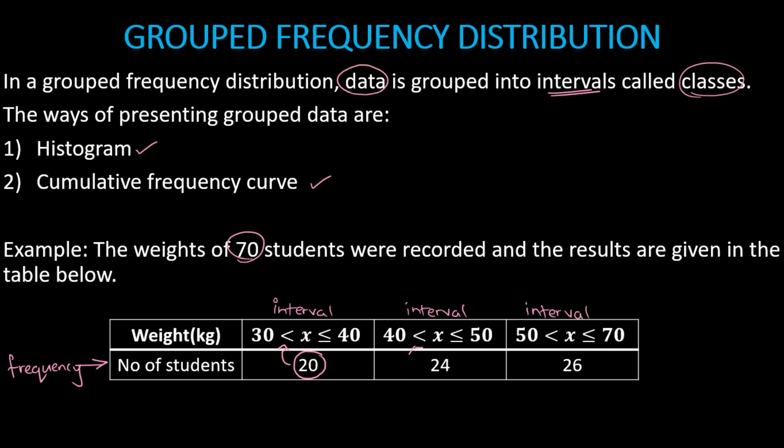Now, as you can see, our information has been grouped in intervals. So this is what we call a grouped frequency distribution table, right? Now, let us present this grouped frequency distribution on a histogram, right?